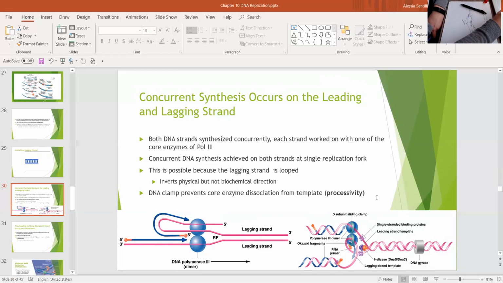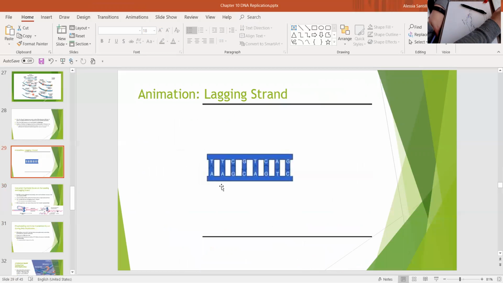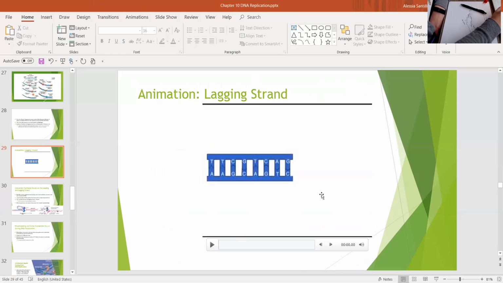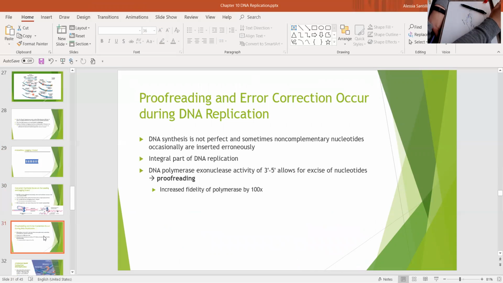So we basically increase that processivity, that ability for the DNA polymerase to stay attached to its template for a really long time. So to understand a little bit more about this lagging and leading strand scenario, there's an animation for you guys, right? I'm not going to play it here on this video, but definitely go and see it, and the PowerPoint's going to be right there for you guys.